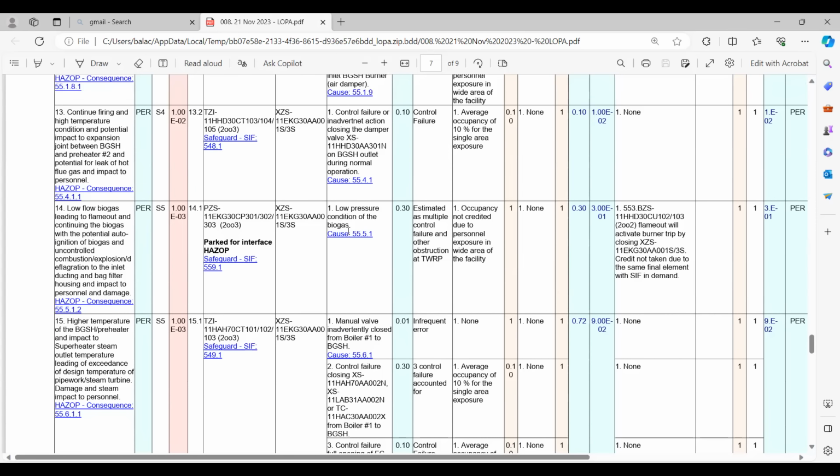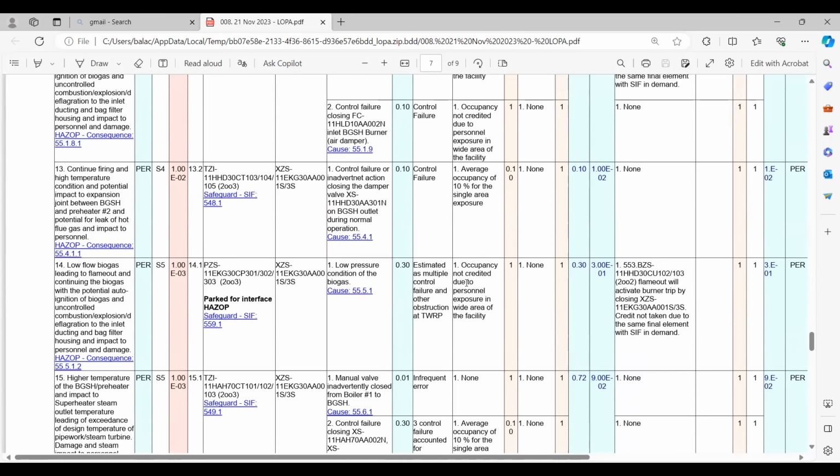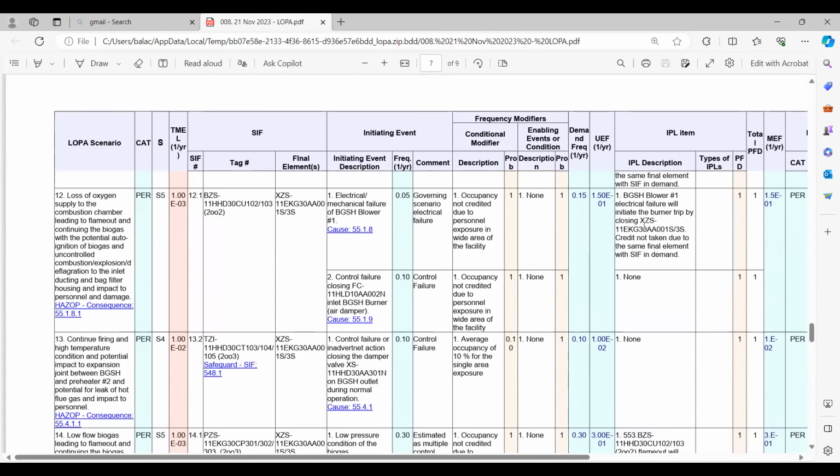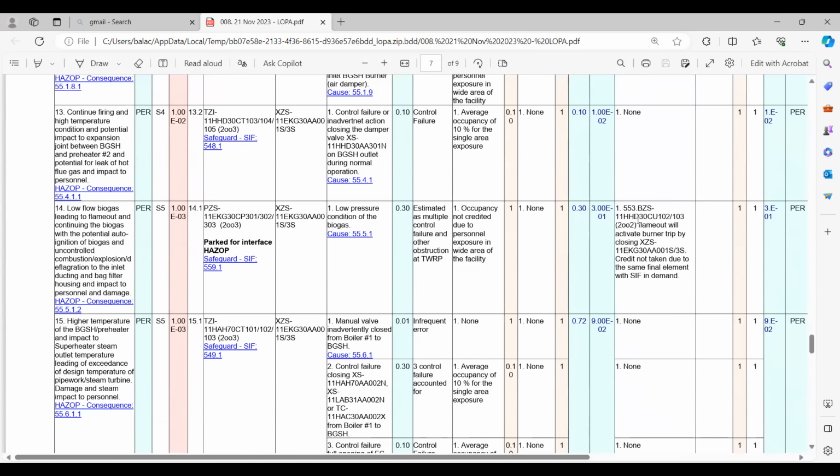And what is the initiating event? Low pressure condition. Then you have the occupancy factor here. One person is always there, occupancy not credited because the person is exposed, due to personnel exposure and wide area of the facility. Okay. Then you have your, what is this? This is IPL. So basically, we have a 2 out of 2.